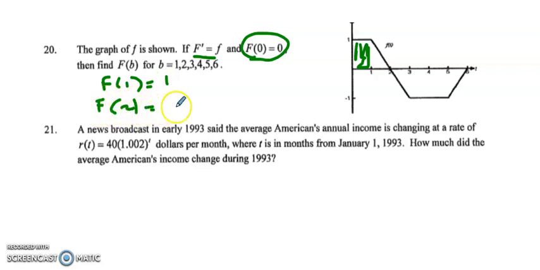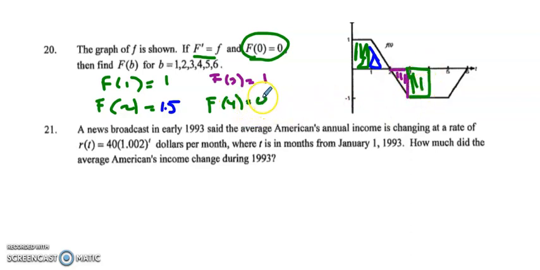For big F of 2, I can add the next area of 1/2 to what I already had for big F of 1. So big F of 2 will be 1.5. Big F of 3, what I have to do is subtract this region below the x-axis. So I subtract 1/2 and I'm left with big F of 3 equals 1. Then for big F of 4, I need to subtract a full 1 here from 3 to 4. So big F of 4 equals 0.